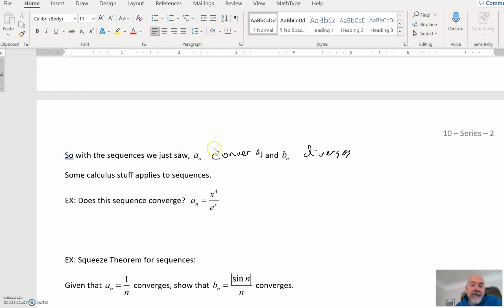So the sequences above: an converges because it's half as big, half as big, half as big. It gets closer and closer to 0. bn diverges because the numbers just keep growing bigger and bigger, and they just kind of blow up.